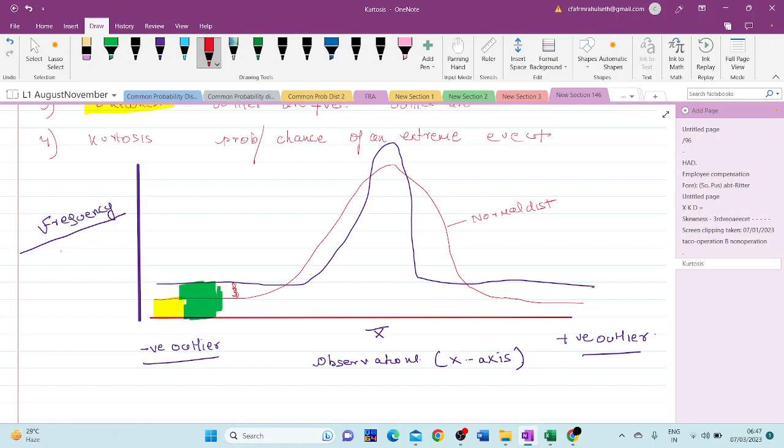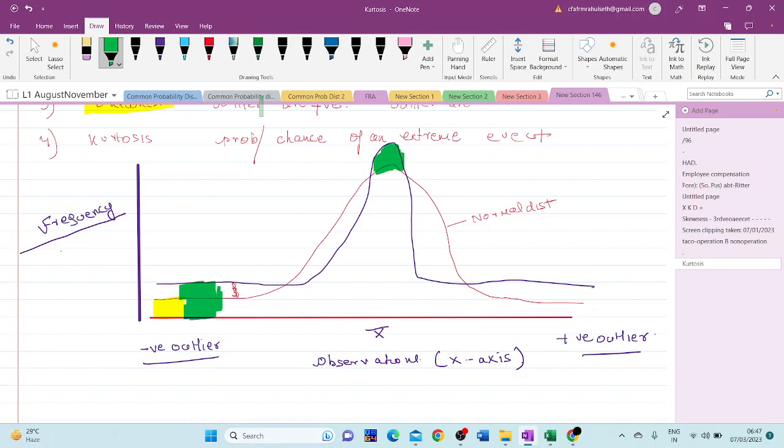Now notice this peak. In this fat tail distribution, observations closer to the mean occur with a higher frequency. So the peak of this fat tail distribution is more than your normal distribution. This basically means that observations closer to the mean occur with a higher frequency in this fat tail distribution compared to your normal distribution, and so there are more observations clustered around the mean in this particular fat tail distribution.